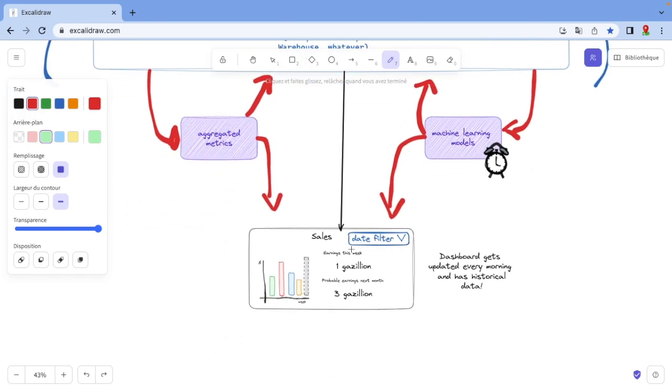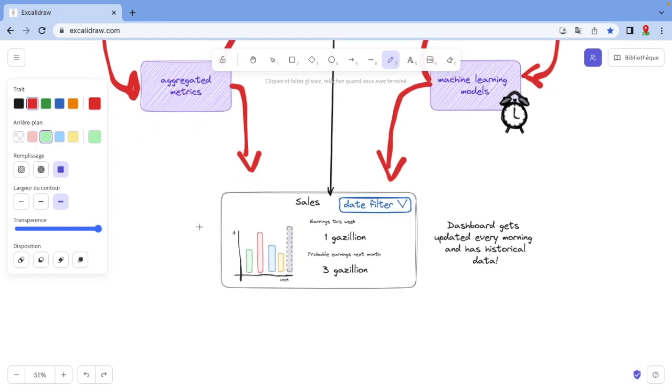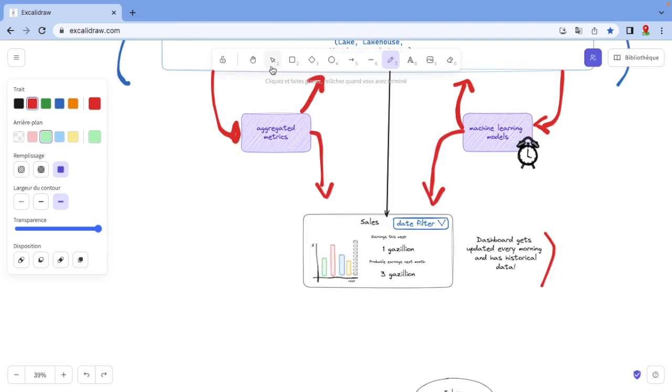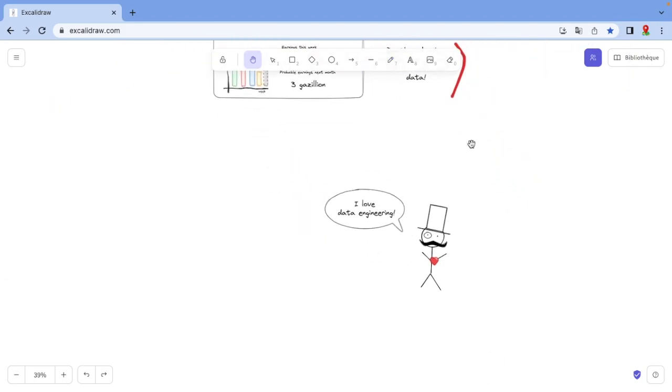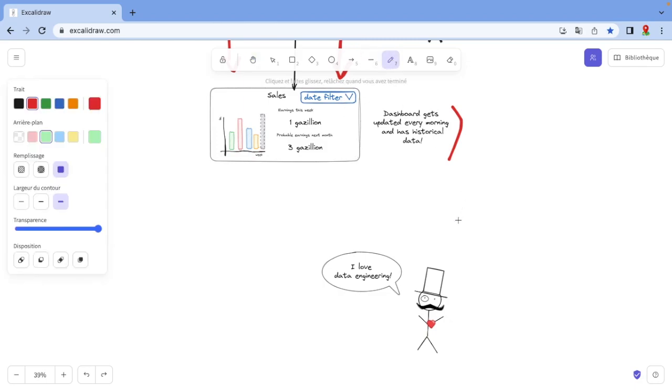And after that, we have our dashboard with a simple filter, a date filter. We have here a prediction. We have probable earnings next month. So we are using machine learning. And this dashboard gets updated every morning, and it has historical data. So that's what our stakeholder asked, right? And here he is loving data engineering, as should everyone.